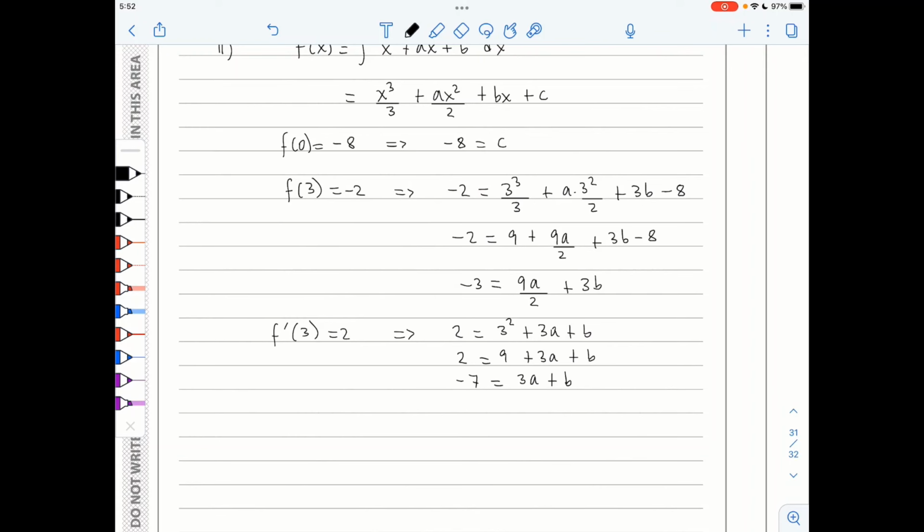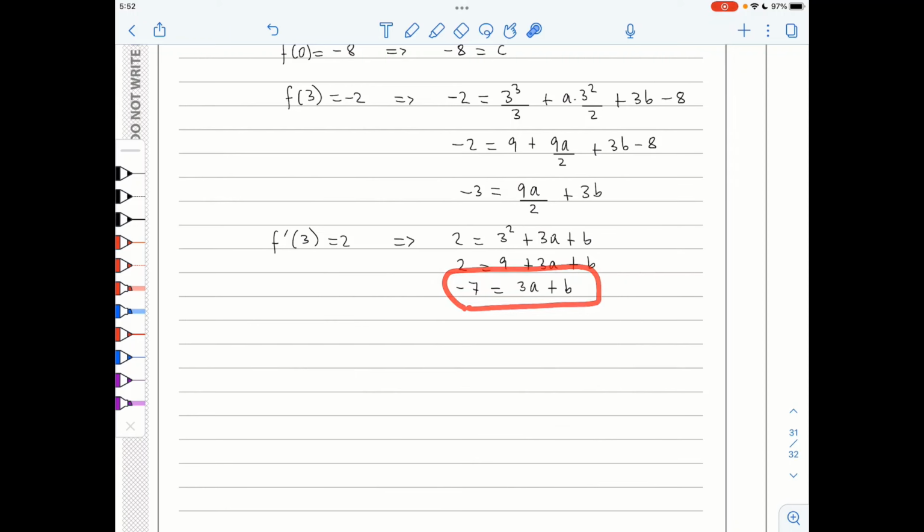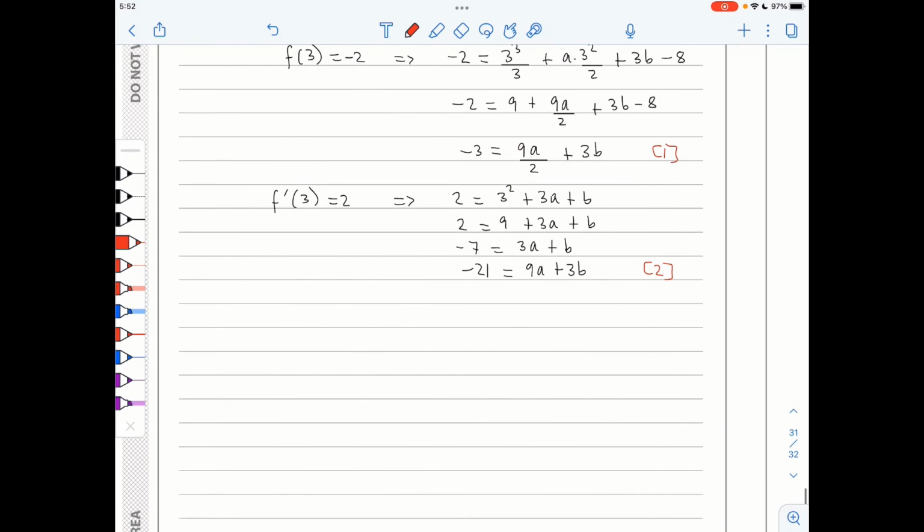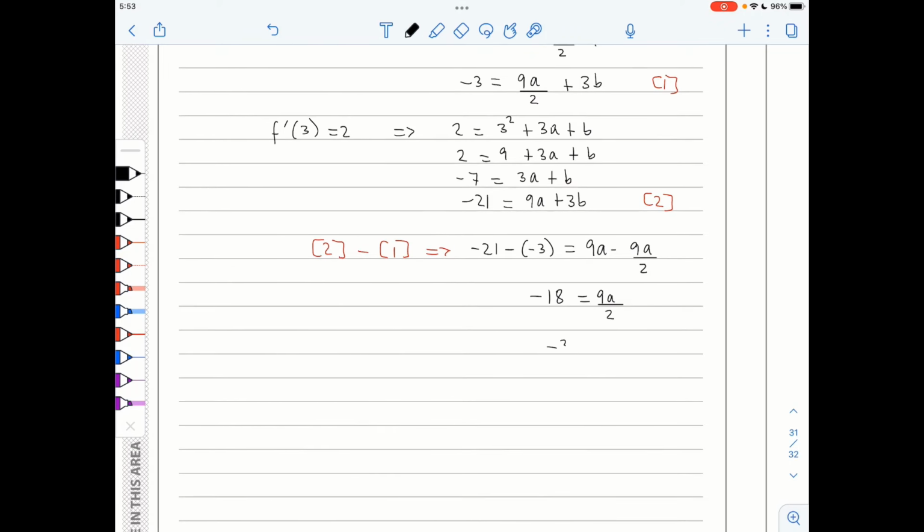So we're essentially looking at two simultaneous equations, this one and this one. I will take this second one and multiply everything by 3 to get minus 21 is 9a plus 3b. So this is my first equation, this is my second equation, and I will just do this second minus the first. So minus 21 minus 3 is equal to 9a minus 9a over 2. And the 3b's cancel out. So minus 18 is 9a over 2, which means that minus 36 is 9a. So minus 4 is a.